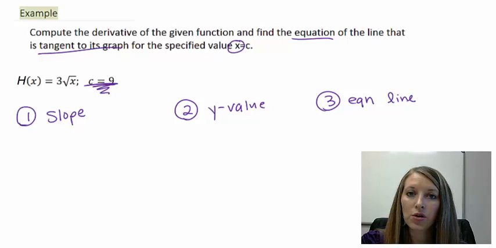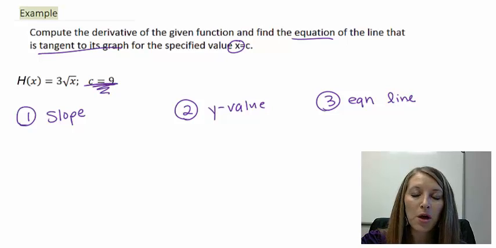Parts 1 and 2 you can do in any order. So if you find the y value before the slope, no big deal. It's all going to give you the same equation in the end. So, my slope.